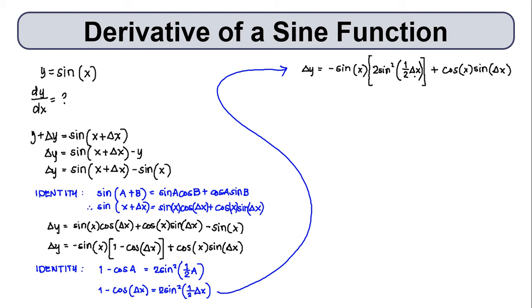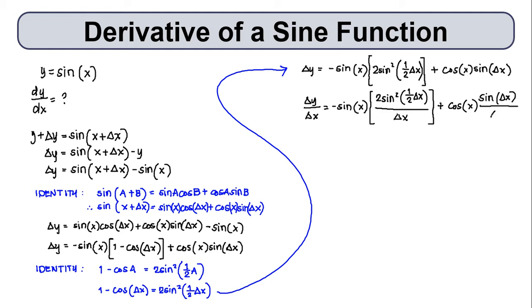Ang gagawin na natin dahil nasa isang term na lang yung ating mga delta x, pwede na natin i-divide ang lahat ng yan sa delta x. Okay? So what we will have at the left side ng ating equation, delta y divided by delta x. So kada term dito sa right side, di-divide din natin. So we will have negative sine ng x, tapos dito ko na lang siya i-divide. Okay? So ito magiging 2 sine squared ng 1/2 delta x, all over delta x. Plus cosine of x times the sine of delta x divided by delta x.